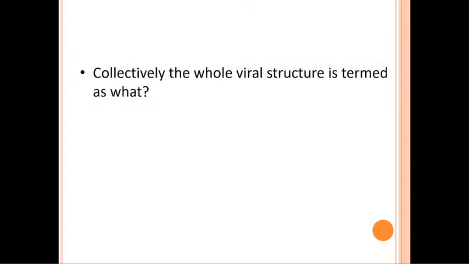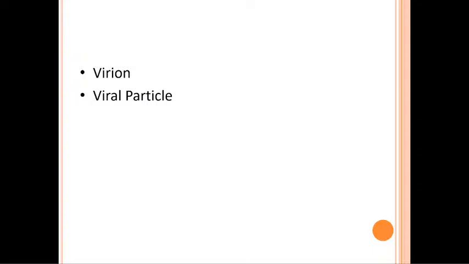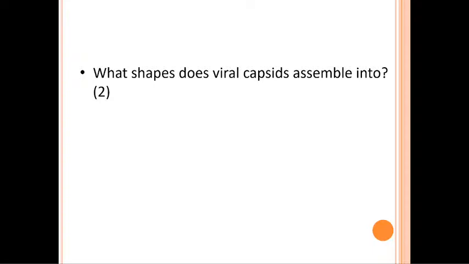Now, collectively, the whole viral structure is known as a virion. Okay? The whole nucleocapsid that we're talking about, that is considered as a virion. It's known as a viral particle. Other terms that may apply would be infectious particle. Okay? And the shape of it varies, and it can be assembled icosahedrally or spherically.